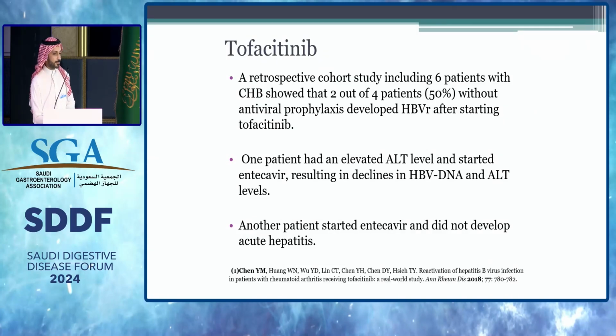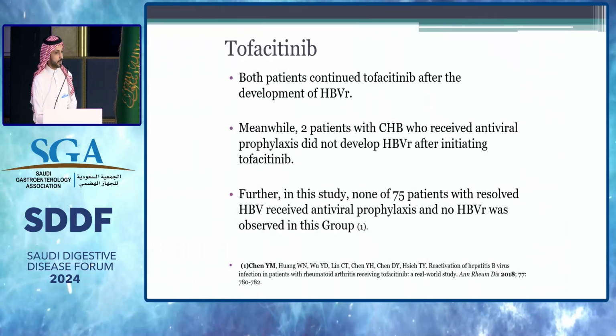And then another study for TOFA was a retrospective cohort study that included 6 patients with chronic hepatitis B, showed that 2 out of the 4 without prophylaxis developed reactivation after starting TOFA. 1 patient had an elevated ALT and started entecavir, resulting in decline in DNA and ALT level. Another patient started entecavir and did not develop acute hepatitis. And both these patients continued TOFA after the development of reactivation.